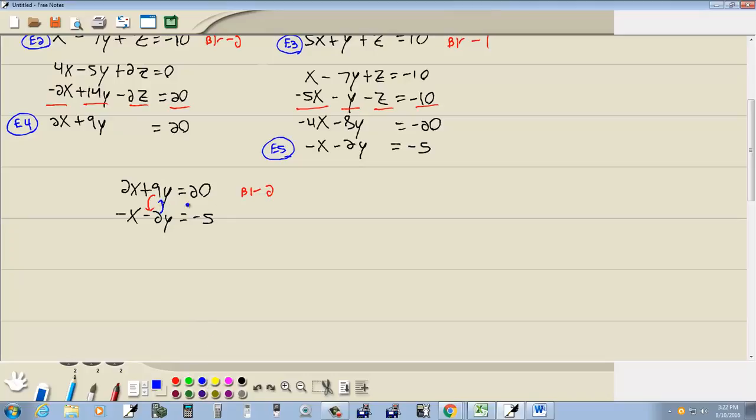And I'll multiply the second equation by 9. Now, since they're already different signs, I don't have to worry about signs. So 2 times 2 is 4x plus 18y is equal to 40. Negative 9x plus 18... Wait a minute, I messed up on a basic math error there. Minus 18y is equal to negative 45.